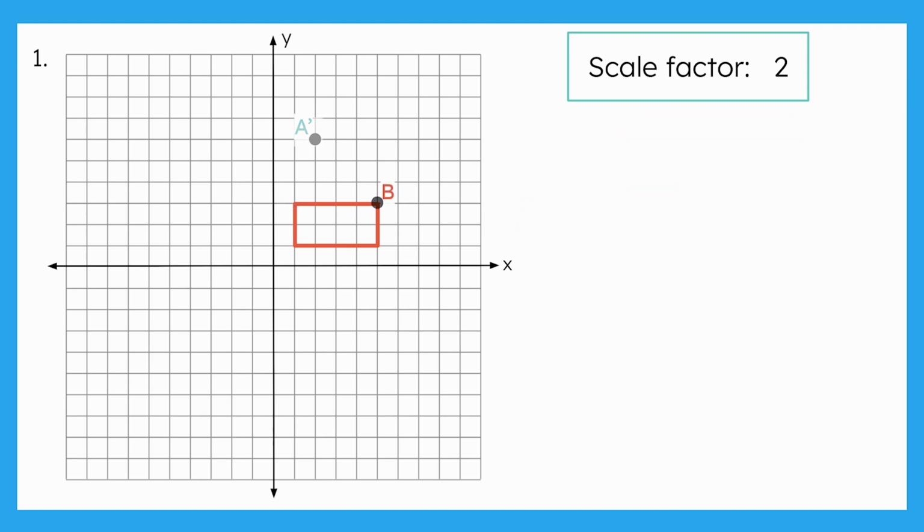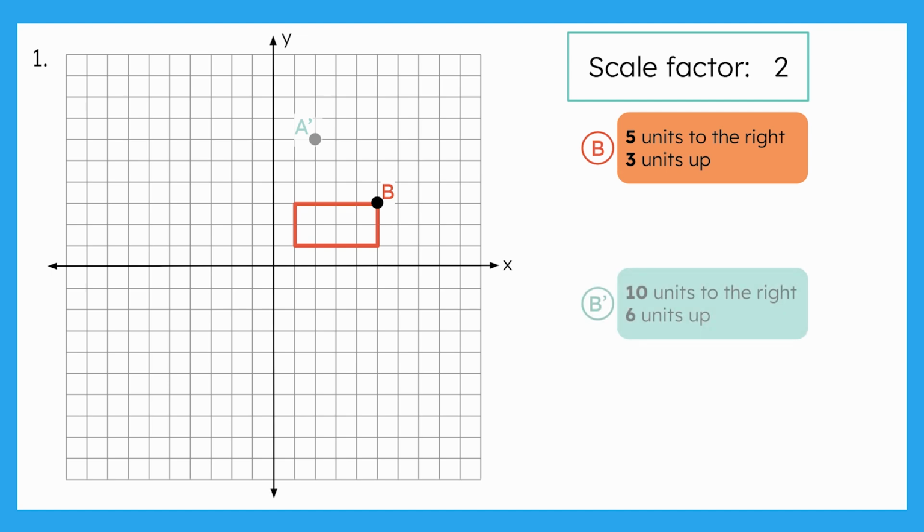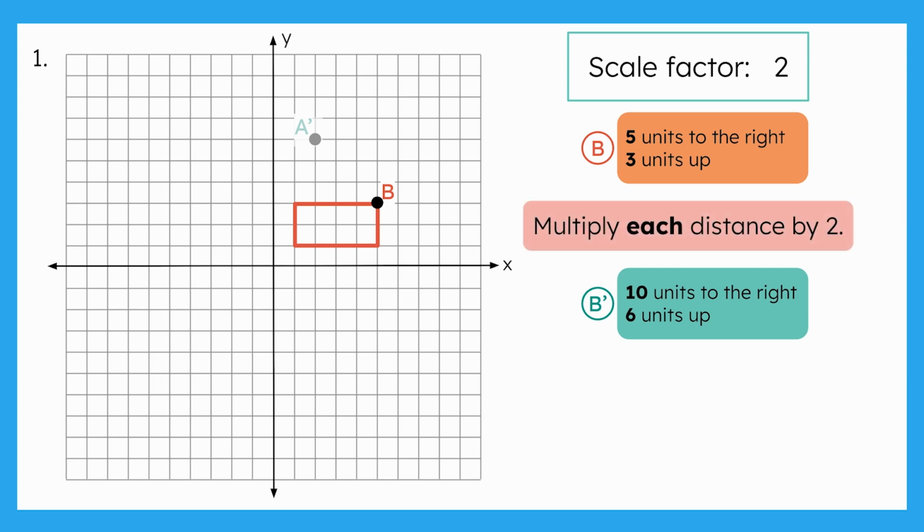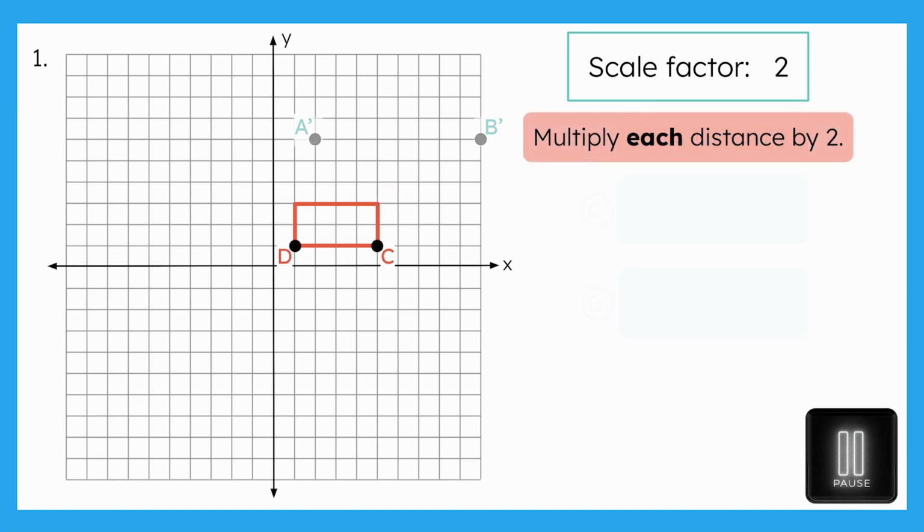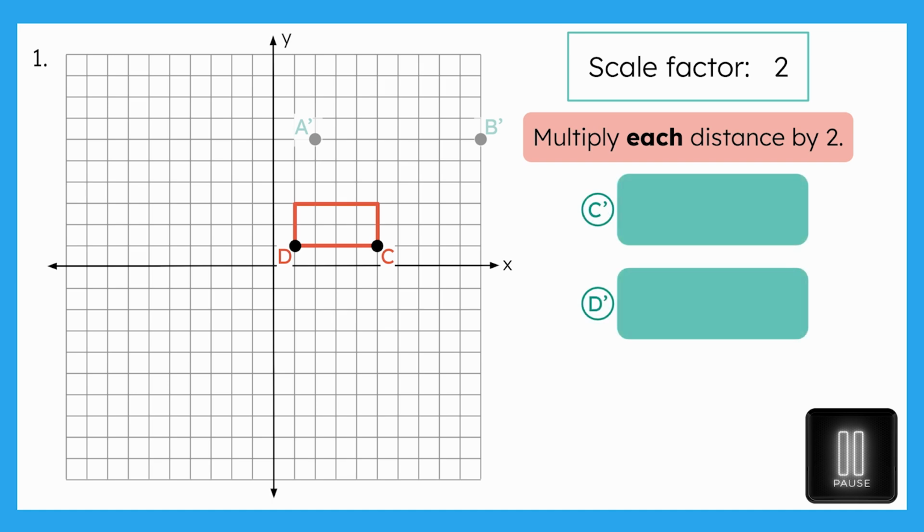Let's try with point B. How far from the origin is point B in both the x and y directions? Absolutely, it's 5 units to the right and 3 units up. After applying the scale factor of 2, what will the new distances be? Yep, 10 units to the right and 6 units up, because we multiplied each distance by 2. Let's go ahead and plot point B prime on the graph. Pause here while you find the distances for points C prime and D prime and plot them on the graph.